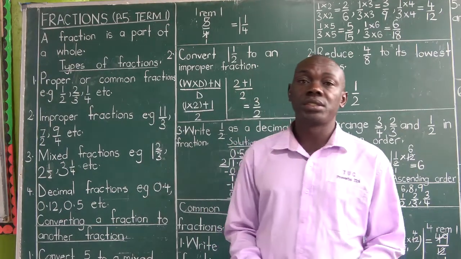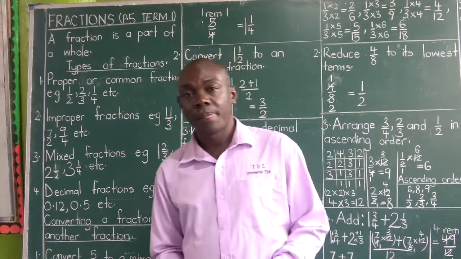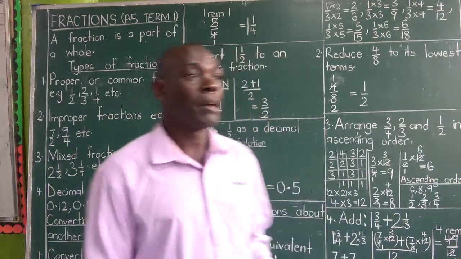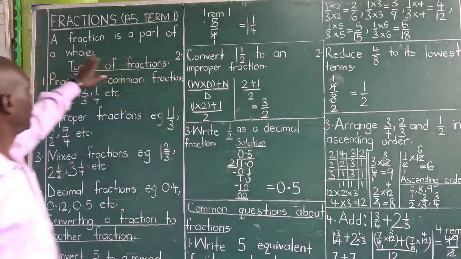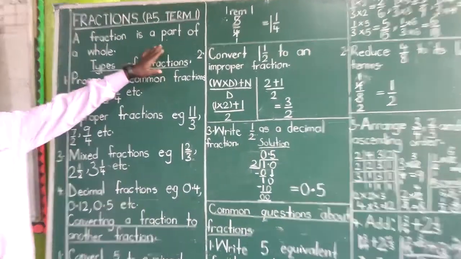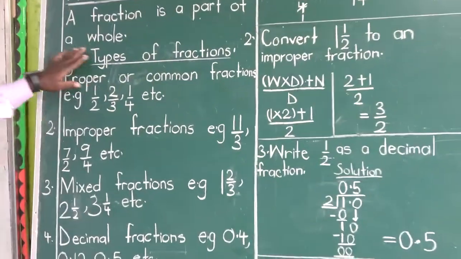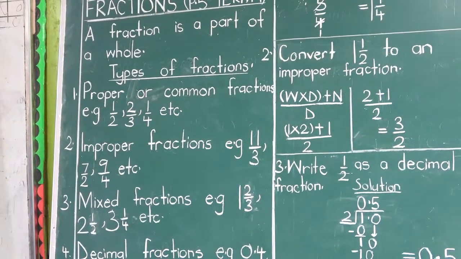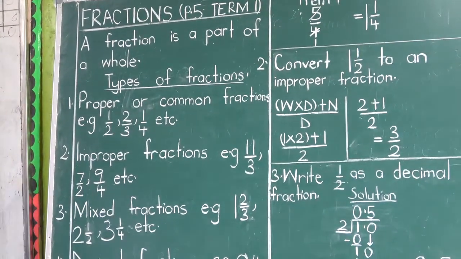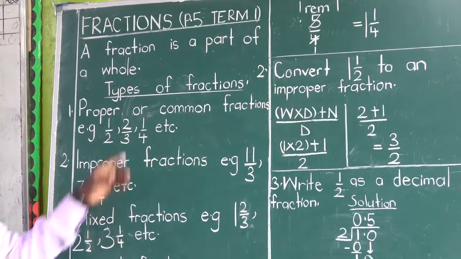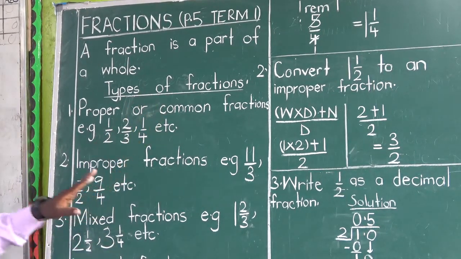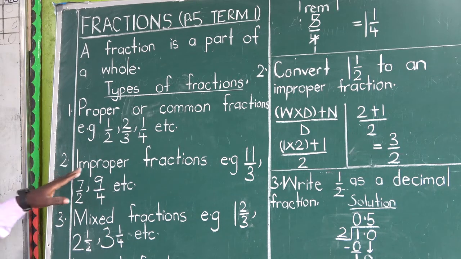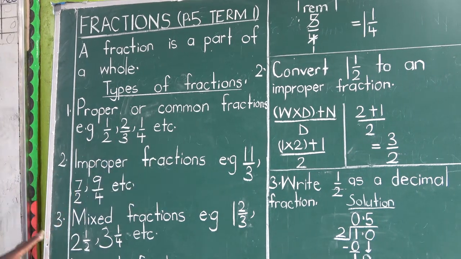Now the question is, what is a fraction? A fraction is a part of a whole. I've got 4 types of fractions. That is proper fractions or common fractions, improper fractions, mixed fractions, and then decimal fractions.